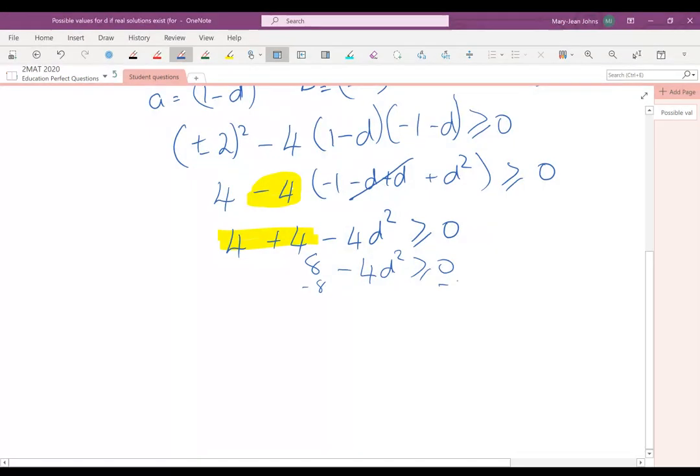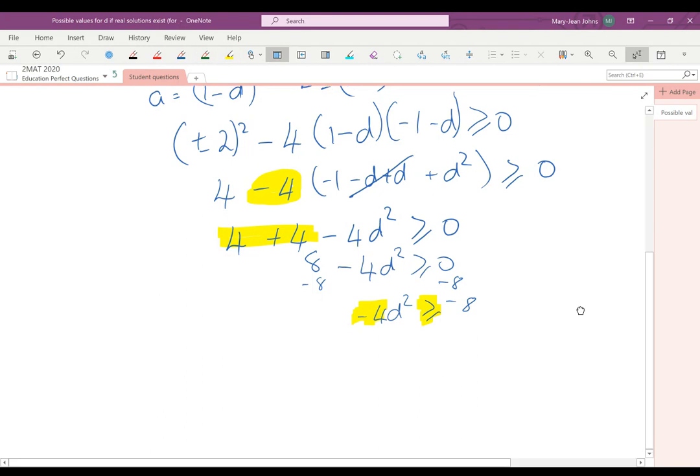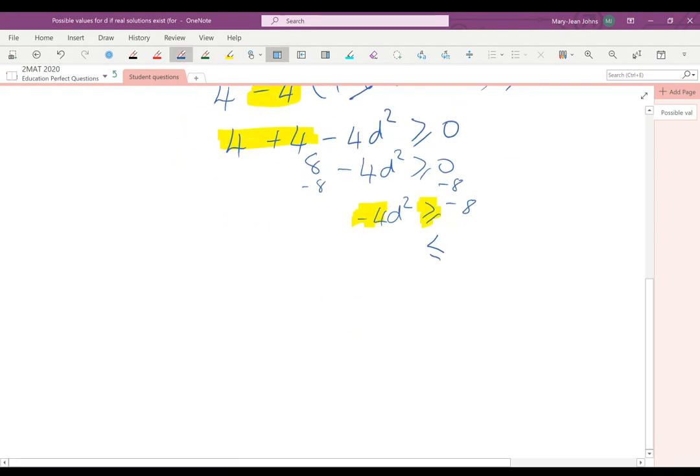I subtract 8 from both sides, giving me minus 4d squared is greater than or equal to negative 8. Now, be very careful because I've got to divide by a negative 4. And when I do that, my inequality changes. So I'm going to write it on the next line. I change direction on my inequality. I've got d squared is less than or equal to negative 8 divided by negative 4. That means that d squared is less than or equal to 2. Opposite of square is square root, so d is less than or equal to the square root of 2.